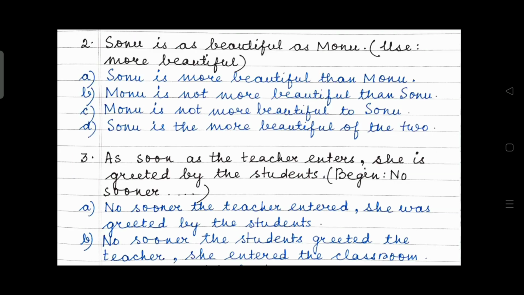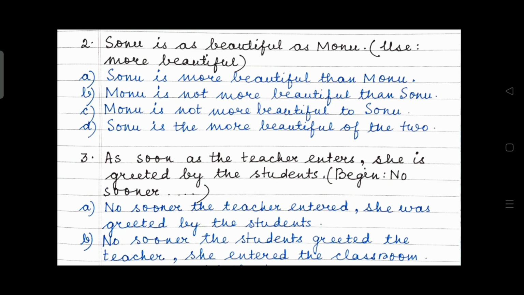Question 2. Sonu is as beautiful as Monu. Use more beautiful. Sonu is more beautiful than Monu. Well, this is not meant or implied in the question. Monu is not more beautiful than Sonu. Monu is not more beautiful to Sonu. This is also not right because you do not use to.